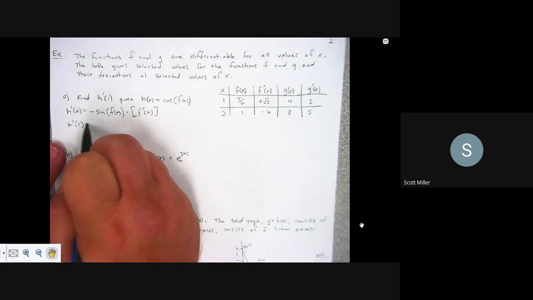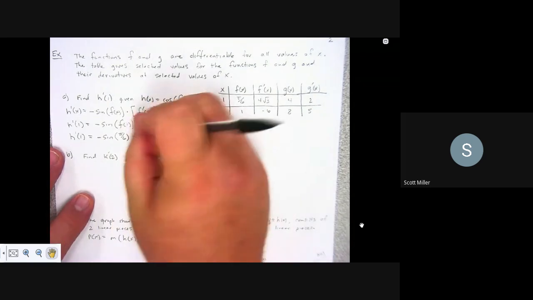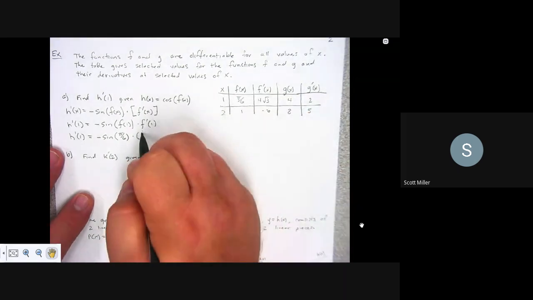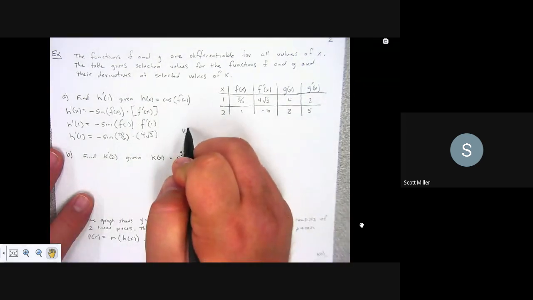So once I have that, I can find h prime at 1 by simply plugging in 1 to all of those x's. And this is f prime at 1. We can now go to our table and plug in the values we know. So this is minus the sine of f of 1. f at 1 is pi over 6. And f prime at 1, excuse me, I should just write what it is. f prime at 1 is 4 times the square root of 3. Then I can clean this up because I can figure out the sine of pi over 6 since we remember our unit circle. I don't know why I have a k.